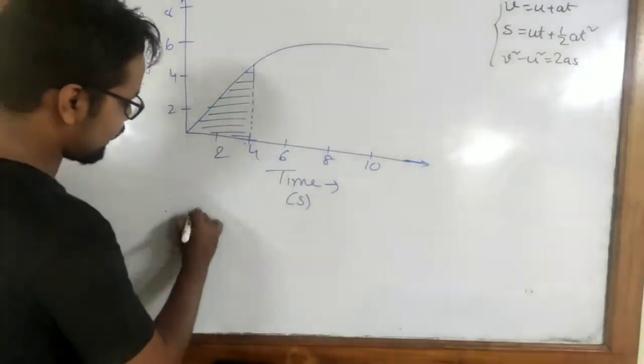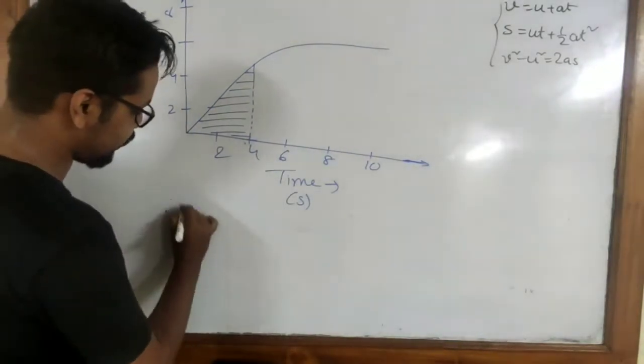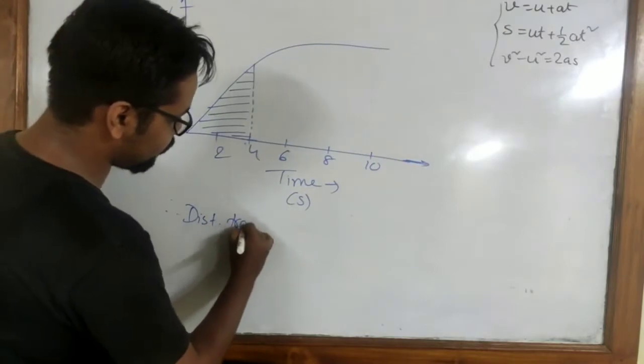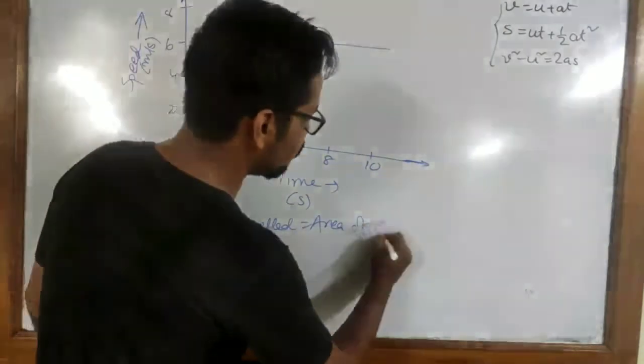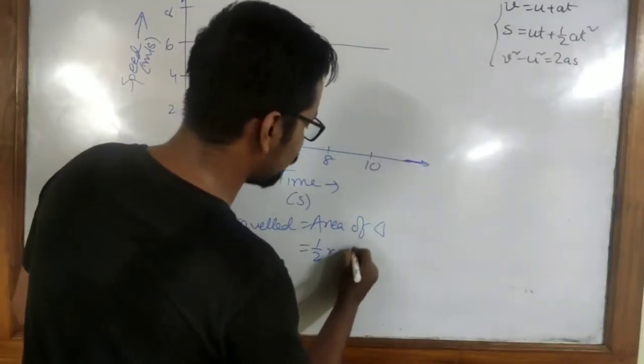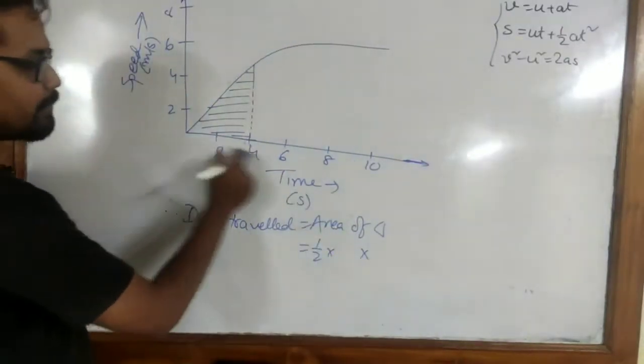So distance traveled means the area of the triangle. Distance traveled is equal to the area of the triangle. What is the area? Half into base into height. What is the base? The base is 4.